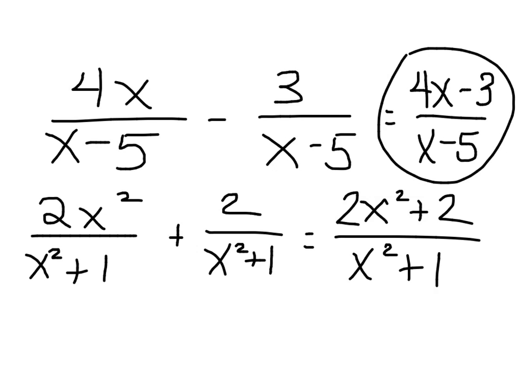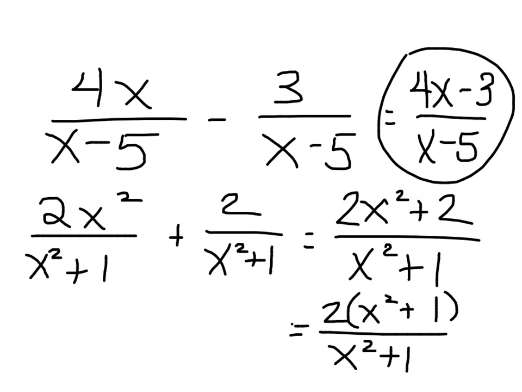Yes. Here's how. On the top, is there anything I can factor out? 2. I can take a 2 out, which then gives me this. 2 parentheses x squared plus 1 over x squared plus 1. When you take a 2 out of 2, you get 1 in place.